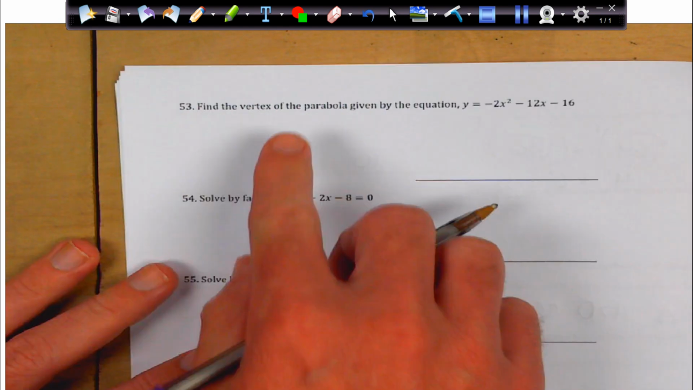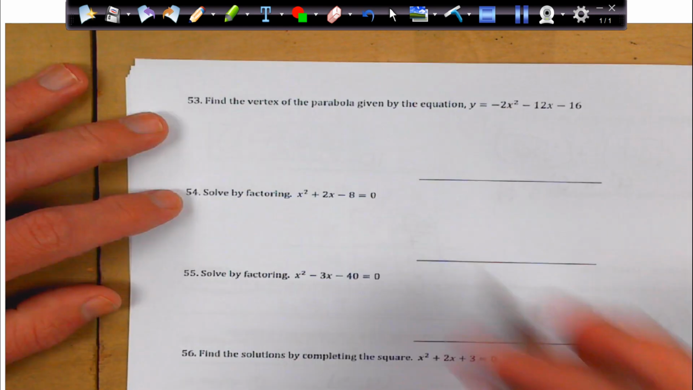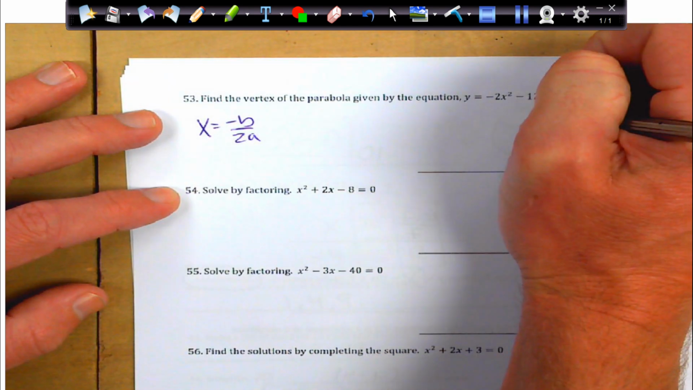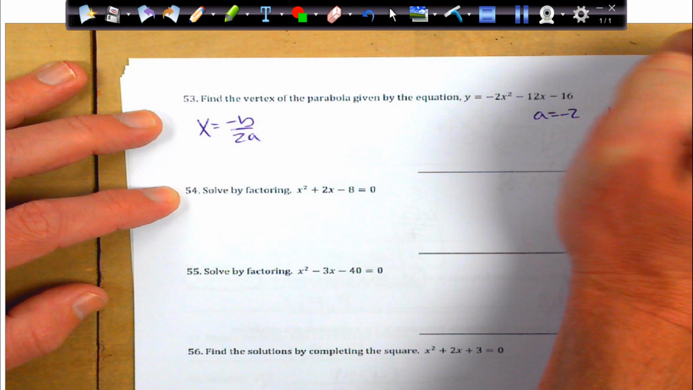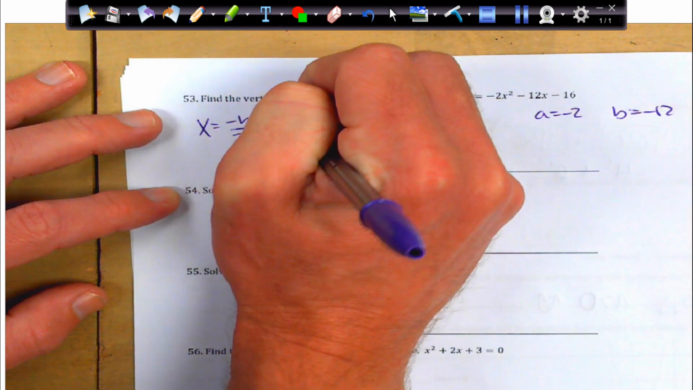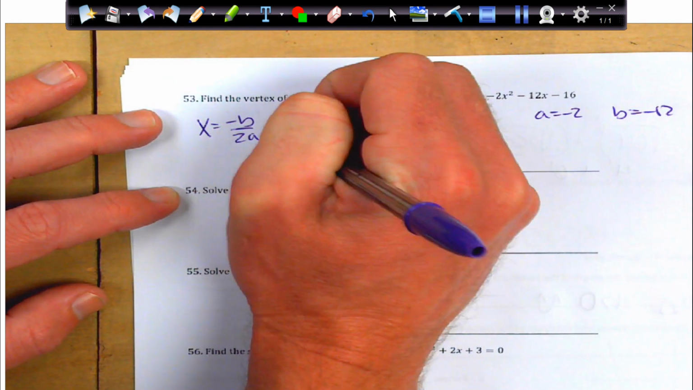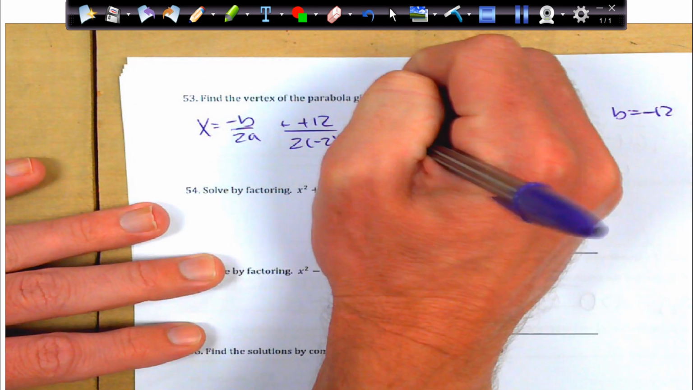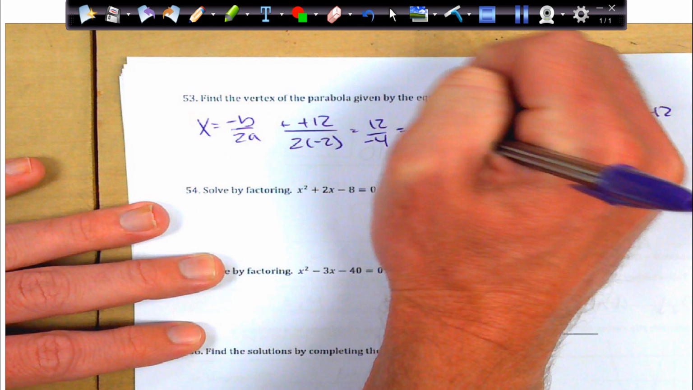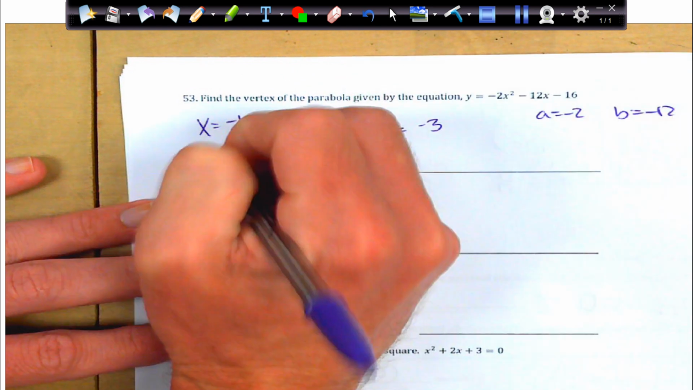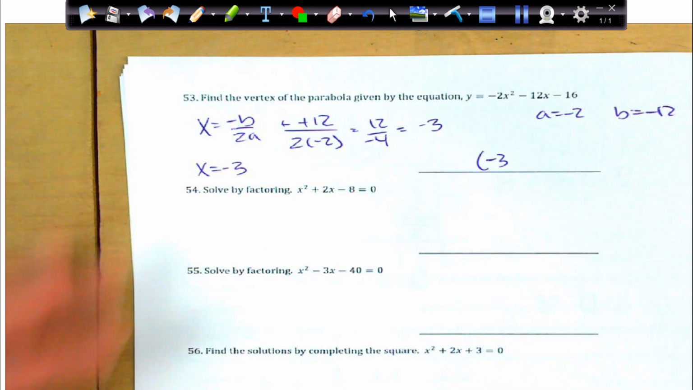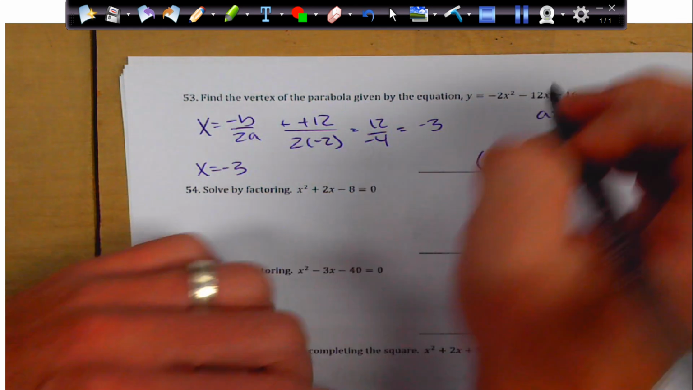All right, 2 more pages. Find the vertex. So to find the vertex, we use that same formula. x equals negative b over 2a. My a is negative 2, my b is negative 12, so I'm going to get negative 12 over 2 times negative 2. That becomes positive. This is 12 over negative 4, which is going to give me a negative 3. So the x value is negative 3, and then I just have to plug it back into this equation and evaluate to get the second part.